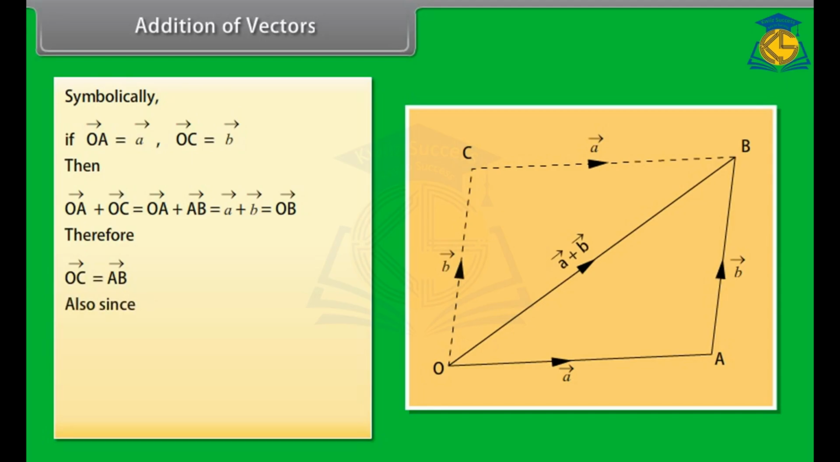Also, since vector OC is equal to vector AB, which equals vector B, vector CB is equal to vector OA, which equals vector A. Hence, vector OC plus vector CB equals vector OB.